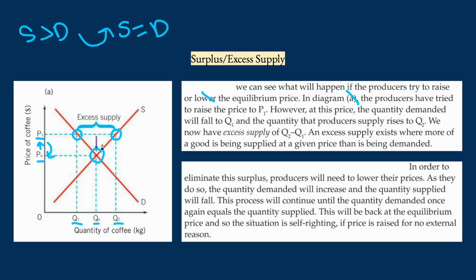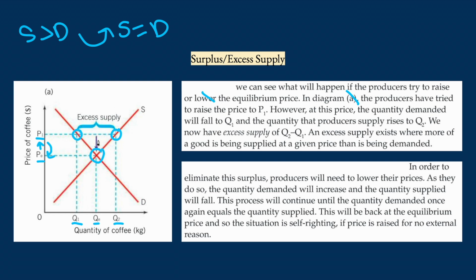And the opposite will happen with supply, whereas in P1, you have too much supply, so by reversing and going back to PE, we can lower the supply, okay? Supply is decreasing and demand is increasing along the x-axis, okay? And this process will continue until the quantity demanded once again equals the quantity supplied, okay?